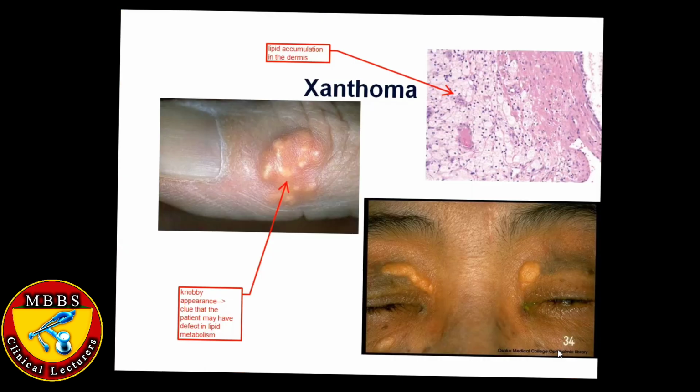This is the picture showing accumulation of fat in the skin. This is a xanthoma showing lipid accumulation in the dermis, above the eyelid and in the eyebrow. This knobby appearance is a clue that the patient may have a defect in lipid metabolism.